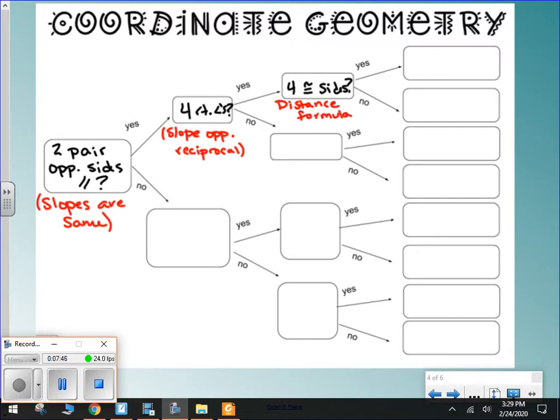If you say no to four right angles, you're again still asking yourself, are there four congruent sides? And you're also using distance formula to figure that out. If there are four right angles and there are four congruent sides, so you say yes to both of those, you will classify the quadrilateral a square because you need four right angles and four congruent sides to be a square. If you say yes to four right angles but not four sides congruent, then you're going to classify your quadrilateral as a rectangle.